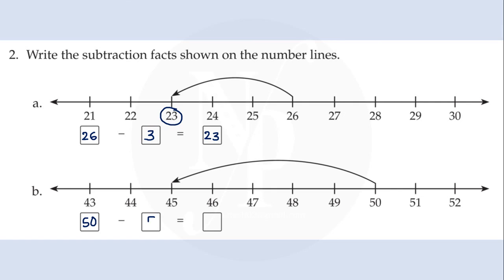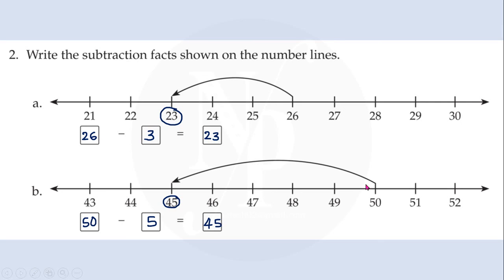So 50 minus 5. What number we have obtained here? So we have 45 here. So 45 is the difference. We should write 45 here. So 50 minus 5 is 45 is the required difference or subtraction fact represented by this number line.